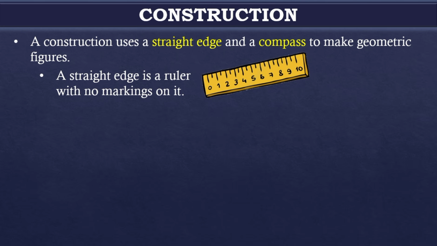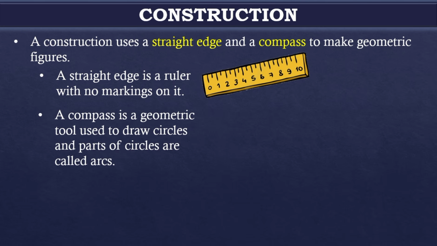So ang gagawin natin kapag yung ruler natin may markings, make sure na hindi po natin gagamitin yung sukat na nandun. Kasi pag sinabing construction, nagpo-form tayo or nag-illustrate tayo ng geometric figures without using measurements. So, hindi natin siya susukatin. Okay? So, kung ang ruler natin ay merong markings, hindi po natin yun gagamitin. Okay? And then we also need a compass.